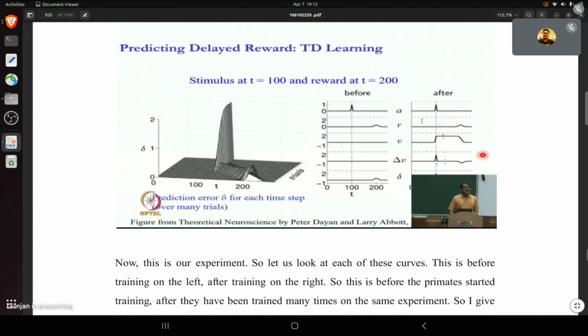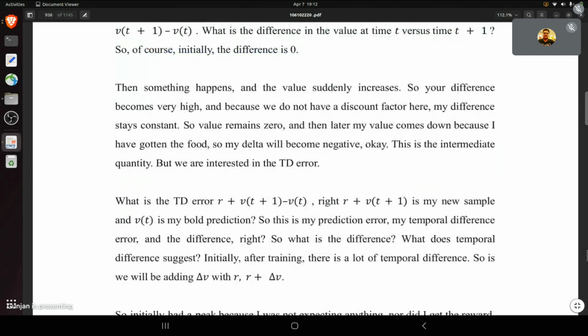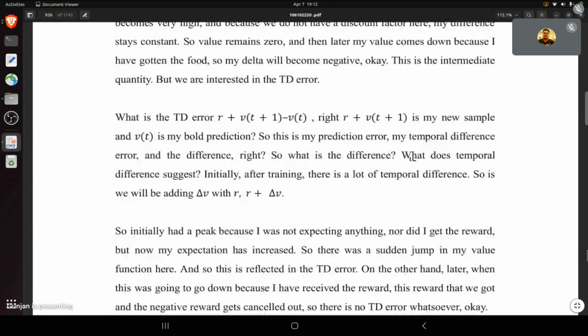So delta is basically R plus delta V, right? Yes, TD error is R plus delta V.